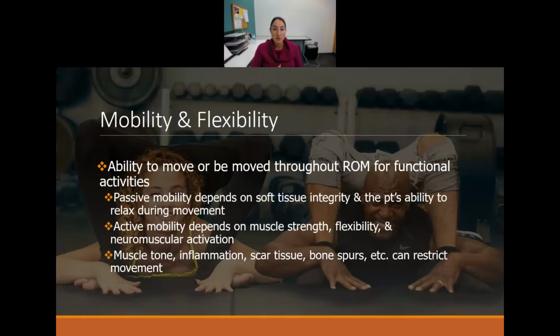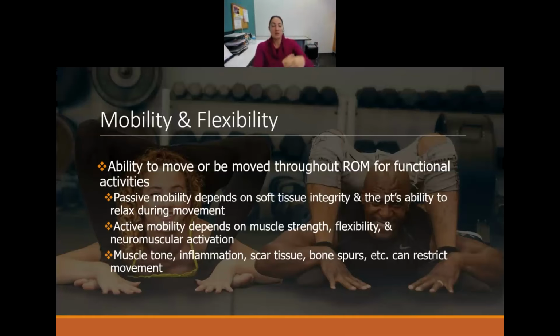So just know that. But flexibility and mobility is the ability to move or be moved throughout range of motion for functional activities. Of course, there's passive, so when someone else is moving a segment, that depends on soft tissue integrity and the ability to relax during the movement. So if you're mobilizing somebody's shoulder and it's only going this far, either the tissues are so tight that it's not allowing the movement, or they're in so much pain they're kind of restricting the movement. They're not able to relax enough to allow you to go further.